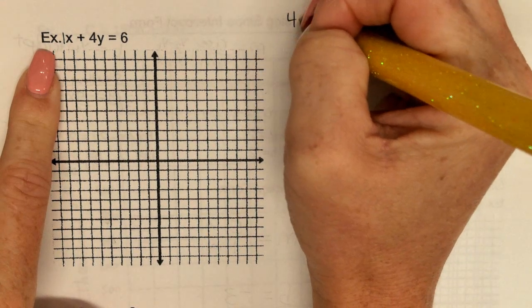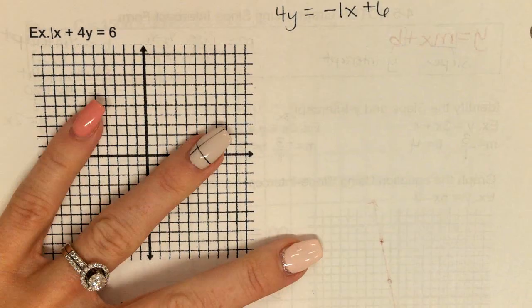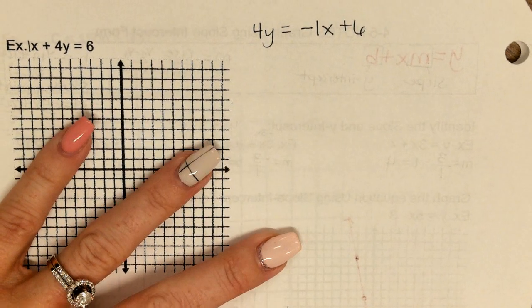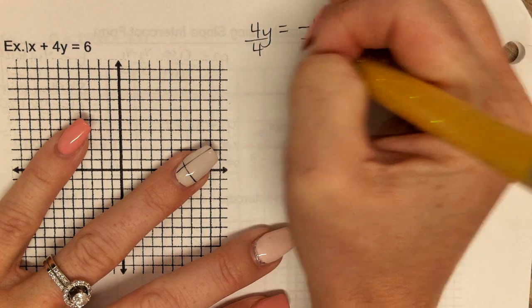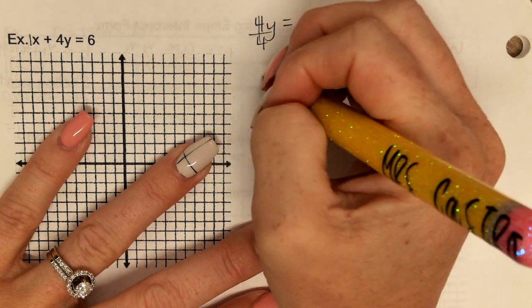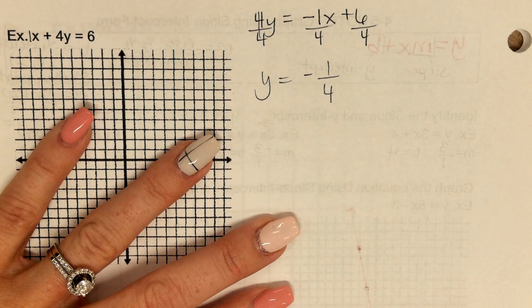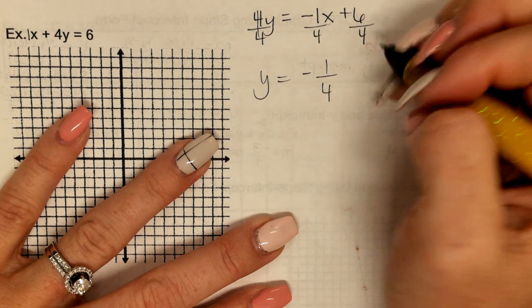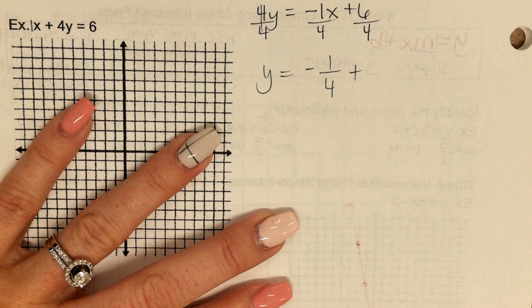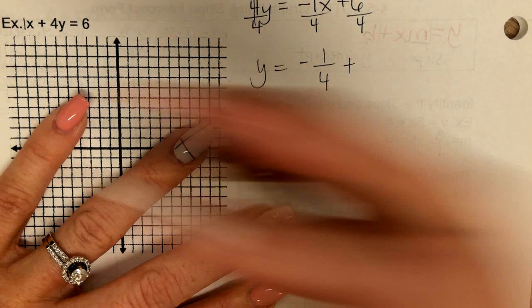So I'm going to have 4y equals -1x plus 6. And then I'm going to divide everything by 4. So I'm left with y equals -1/4. I do not want a decimal for the slope because that's my rise and my run. Plus, now for my y-intercept, do you think I want a fraction or a decimal? I probably want a decimal because I've got to put it on the graph. So 6 divided by 4 is 1.5.